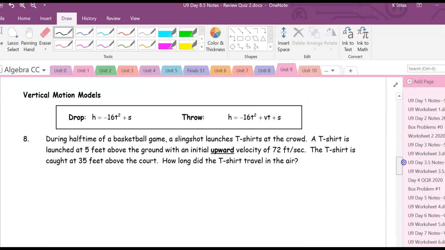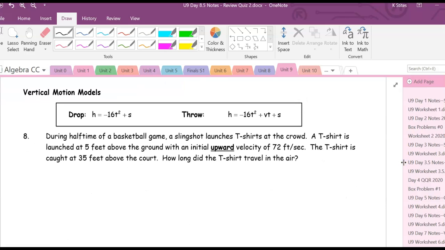All right, the final thing we're going to talk about are our vertical motion models. Here you have your drop and your throw equations. During halftime of a basketball game, a slingshot launches t-shirts at the crowd. A t-shirt is launched at 5 feet above the ground. This is where it's starting, with an initial upward velocity of 72 feet per second. Upward meaning positive. And the t-shirt is caught at 35 feet above the court. Caught, so that's where the ending height is.